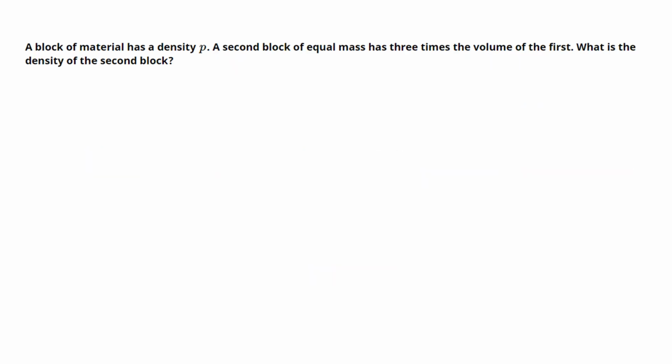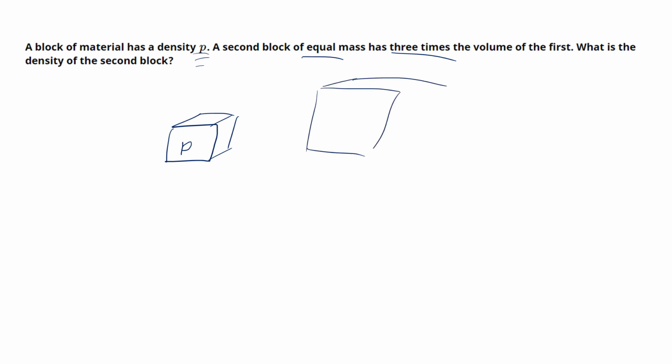One more. A block of material has density P. Oh, how's that? Someone couldn't figure out how to use rho. A second block of equal mass has 3 times the volume of the first. What's the density of the second block? All right, so we have 2 blocks here. I've got this block. This is the first one, so it's got a density of P. And then I'm going to take this, I'm going to stretch it out, make it bigger. So this is times 3 volume. We're trying to figure out what it's going to equal.